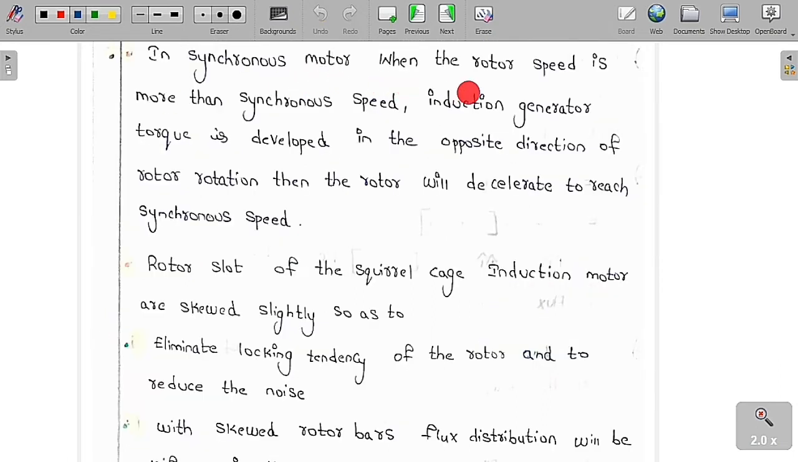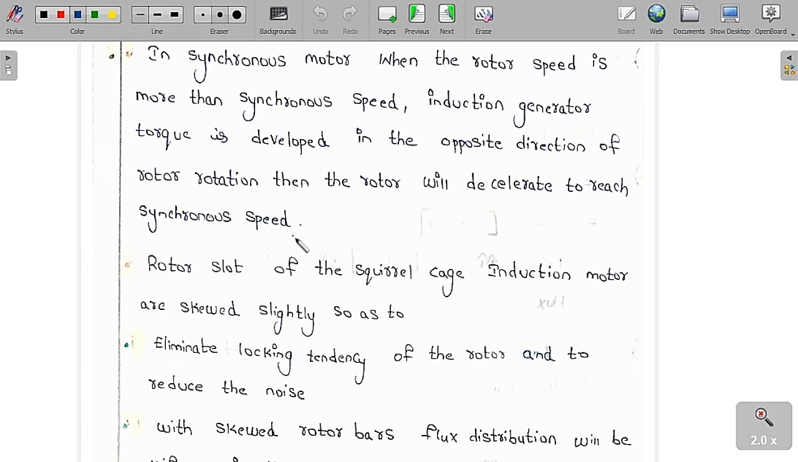In a synchronous motor, when the rotor speed is more than synchronous speed, induction generator torque is developed in the direction opposite to the rotor rotation, and the rotor will decelerate to reach the synchronous speed. I already told you, if the rotor speed is higher than synchronous speed, induction generator torque develops opposite to the rotor direction, so the speed will decrease and reach synchronous speed.